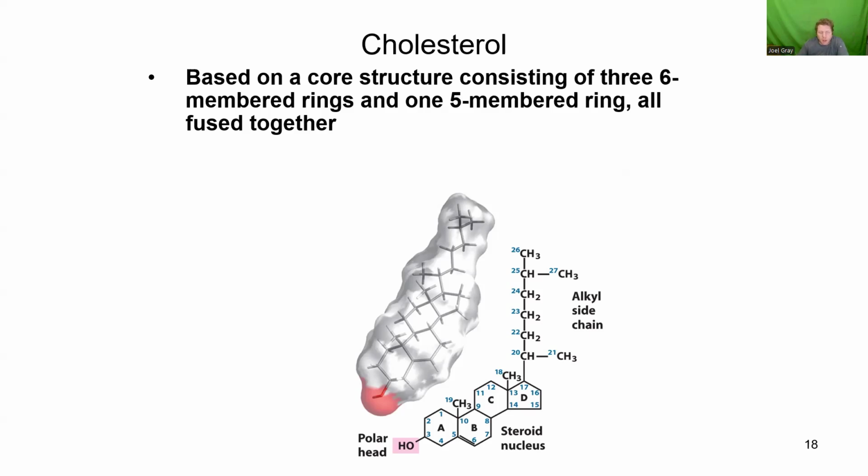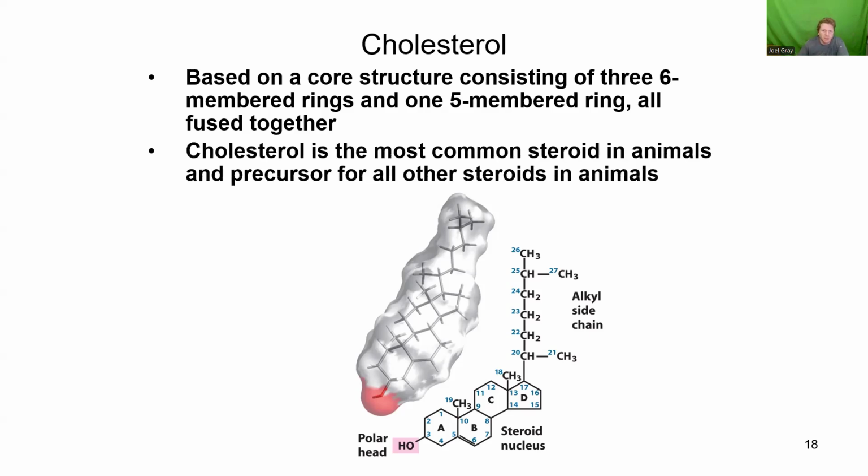Now, cholesterol is the most common steroid in animals and the precursor for all other steroids in animals.